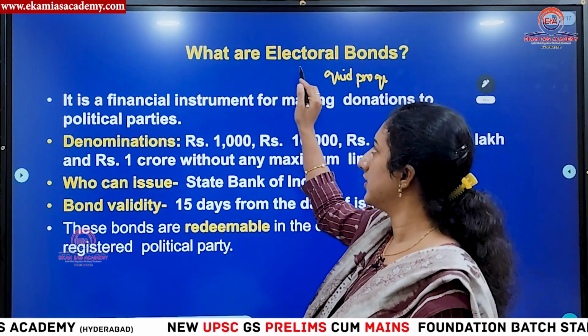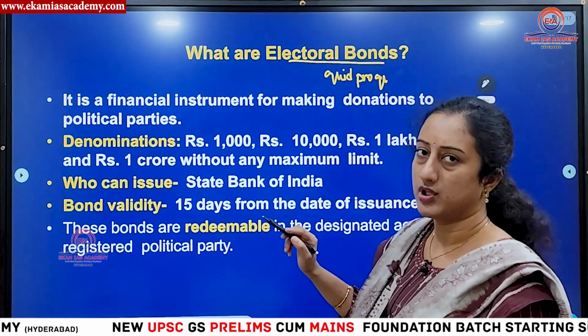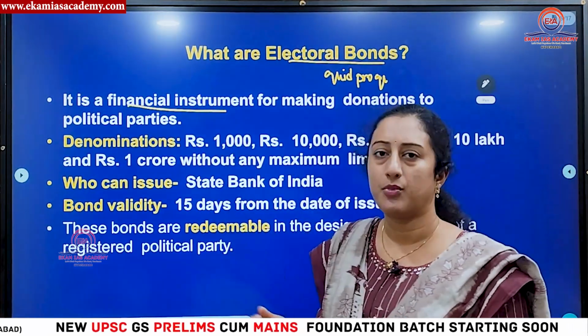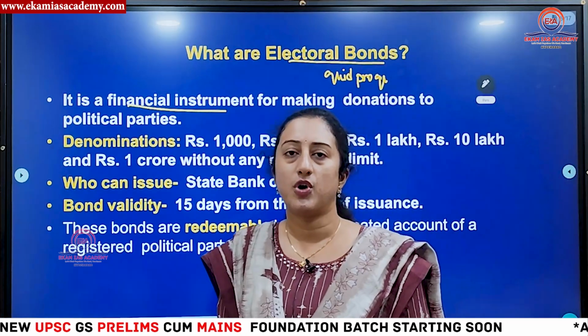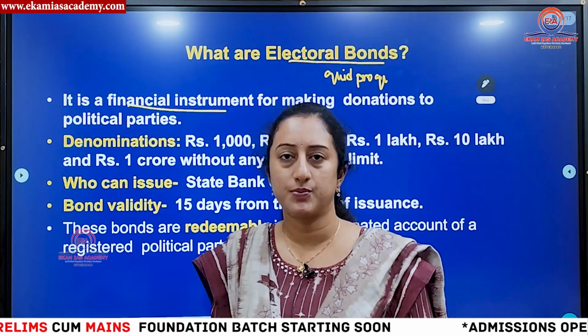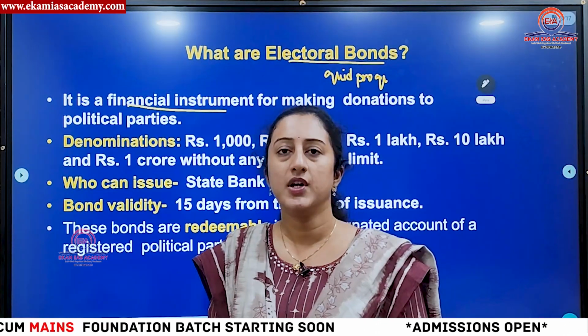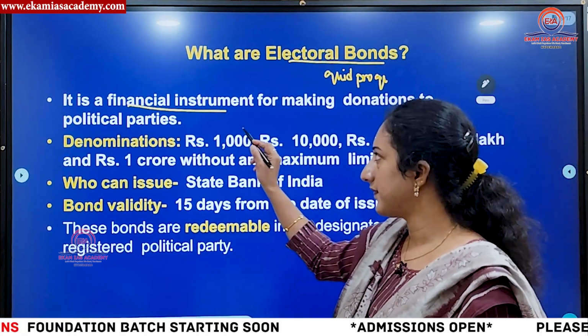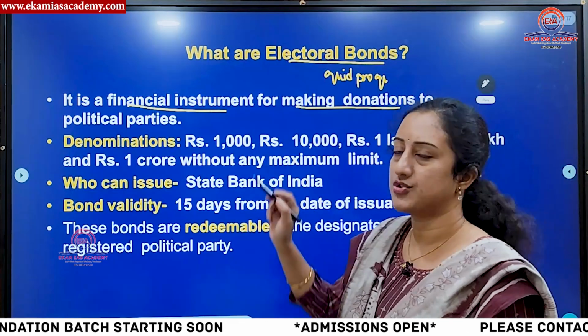Now we'll see what the concept of electoral bonds is. This is a financial instrument, a bond. A bond is nothing but a financial instrument that you buy at a certain face value for a designated purpose. Here, this is a financial instrument for making donations to political parties.